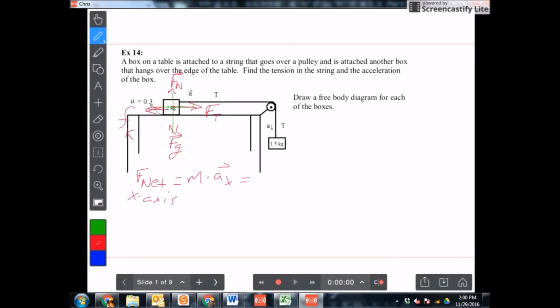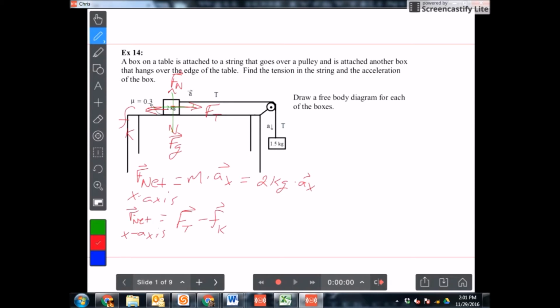Do we know the acceleration in the x-axis? No, but do we know the mass? 2 kilograms, right? So we're going to say 2 kilograms times whatever that acceleration is. Okay, what's the second F-net statement in the x-axis? Very good. Minus the force of friction.